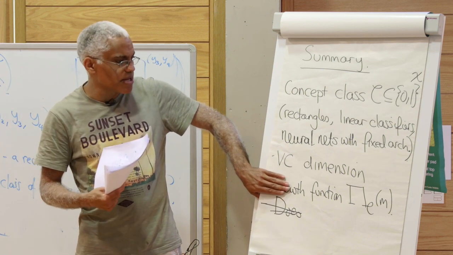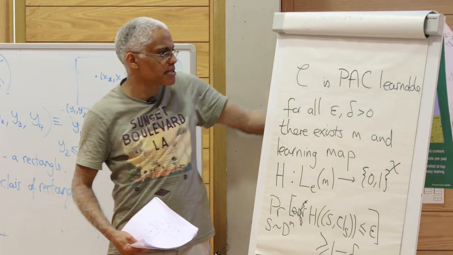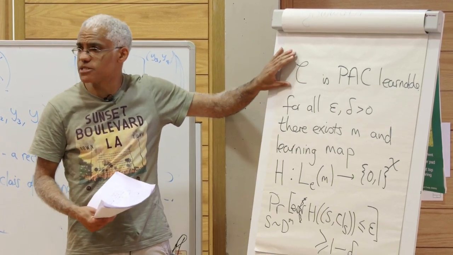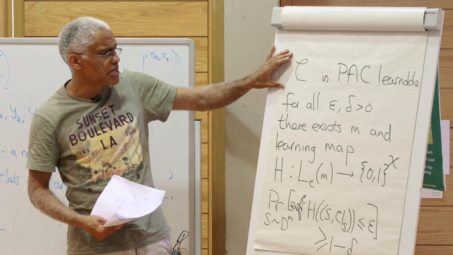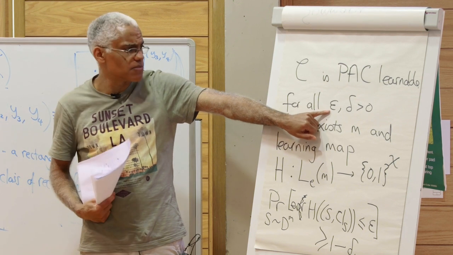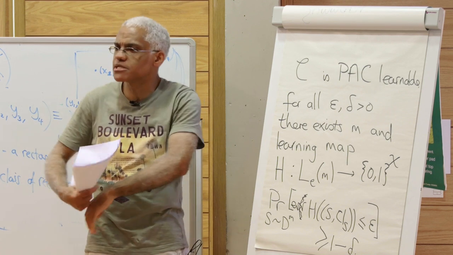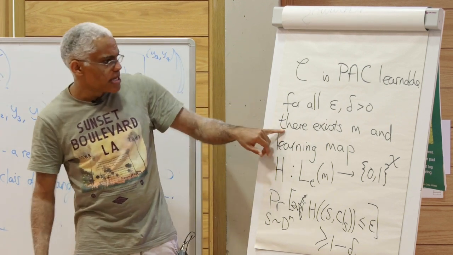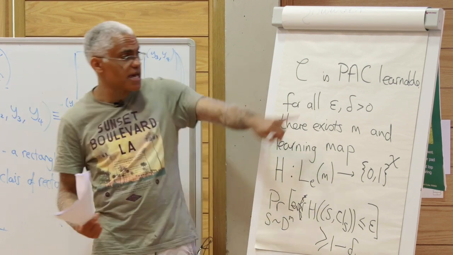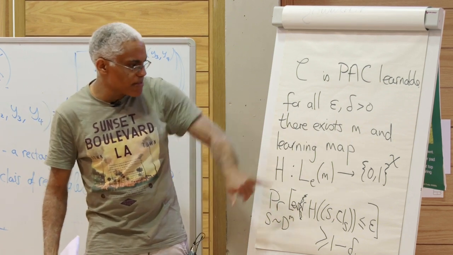And the reason we talk about the growth function is to prove this fundamental theorem that finite VC dimension is PAC learnable. And the most significant thing in the first half was just this definition of what it means for a concept class to be PAC learnable. So this is, for all epsilon, the accuracy of the hypothesis that we want. For all delta, the confidence, the failure probability that we just learn a terrible hypothesis. There exists M, the sample size that our learner needs to see in order to get this accurate hypothesis with this high confidence. There exists an M and a learning map.